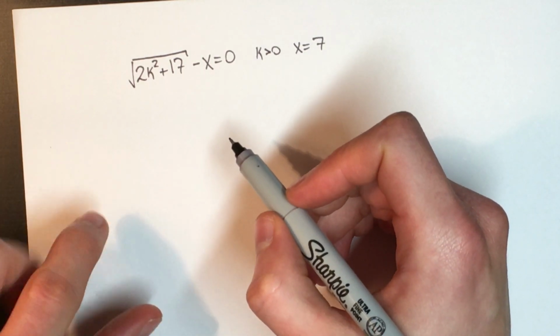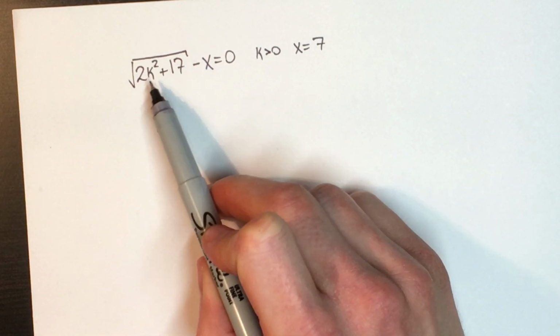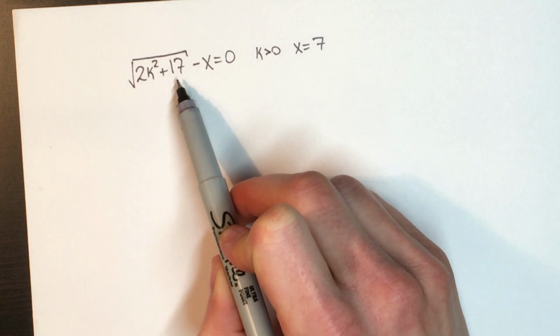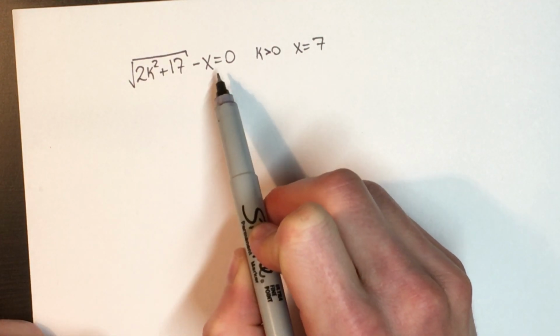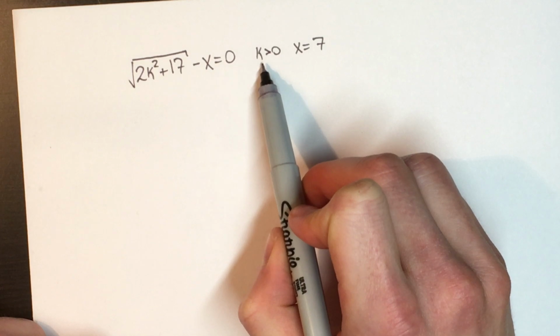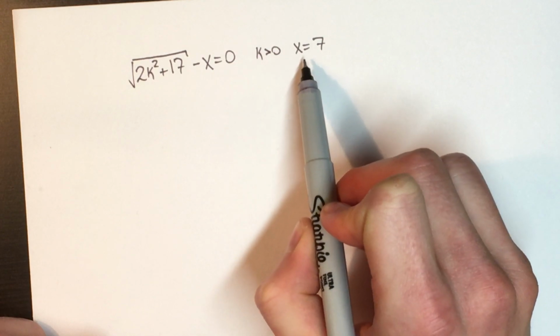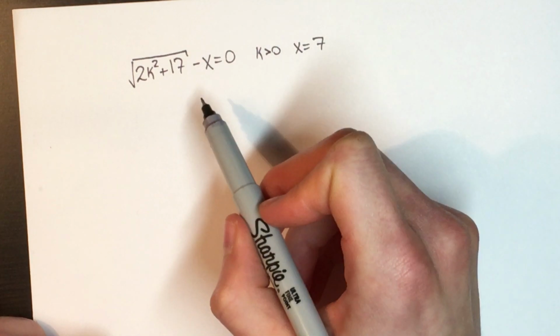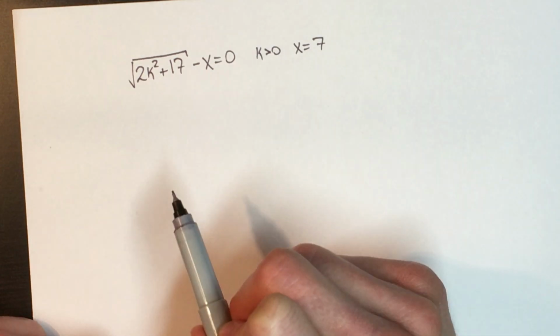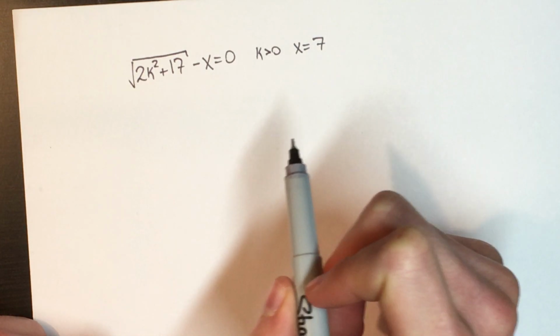Okay, so for this one, you're given that the square root of 2k squared plus 17 minus x is equal to 0. K is larger than 0 and x is equal to 7. So this is one of the sort of basic algebra problems.